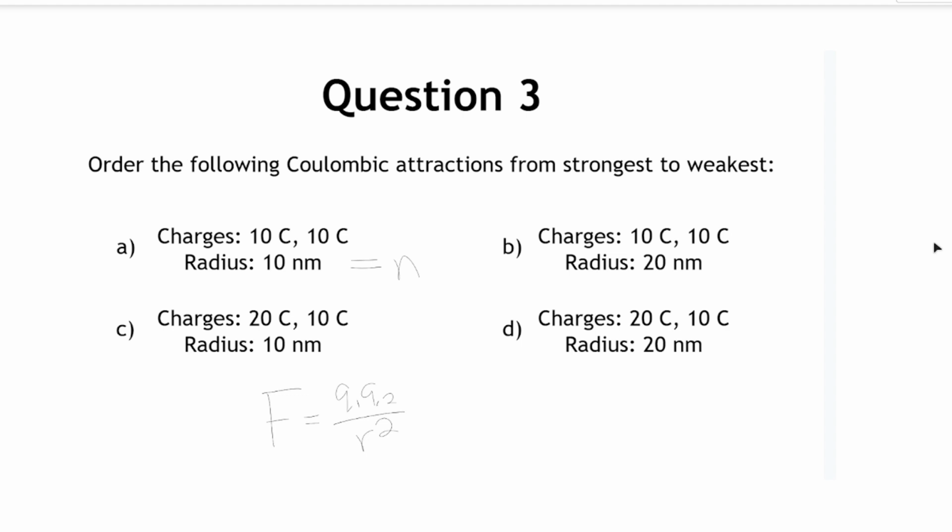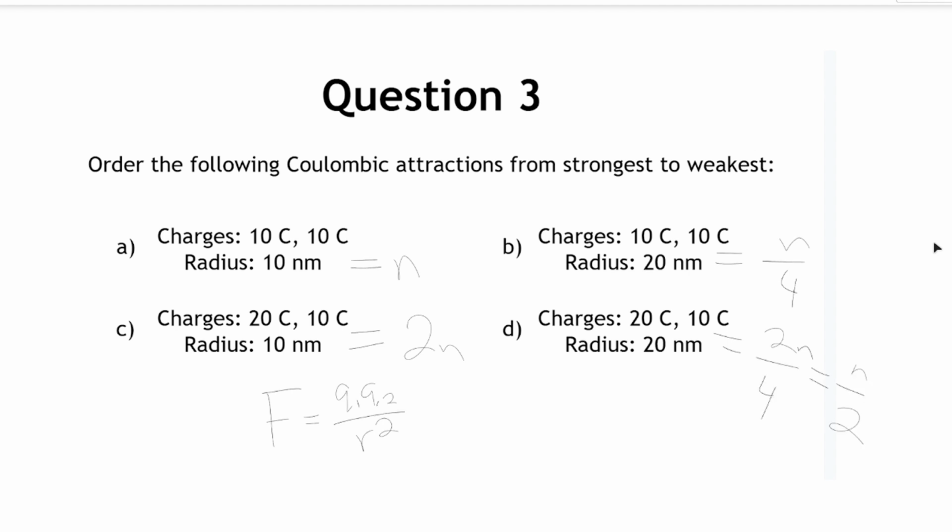For B, if we double the radius, this will mean that the force will be decreased by a factor of 4 due to the inverse square law. This means that the force in B would be N over 4. If we double one of the charges but keep the radius the same, this would double the force. So C would be 2N. And lastly, if we double one of the charges, we will double the force. But if we double the radius, that will also decrease the force by a factor of 4. So we get 2N over 4, which is equal to N over 2.